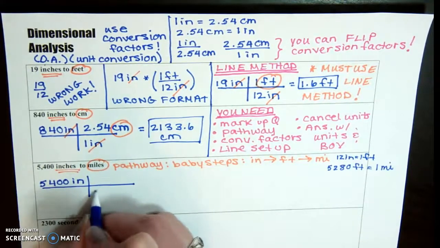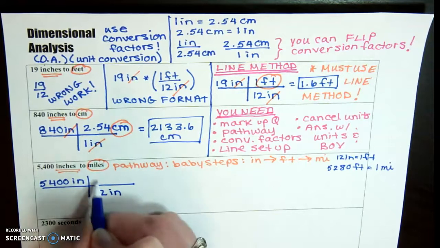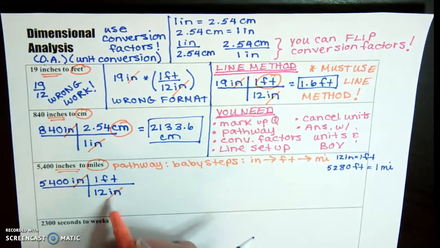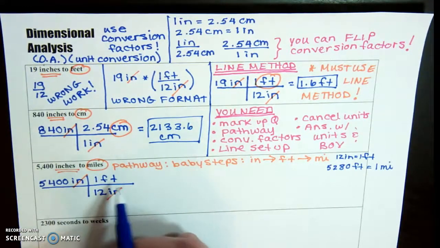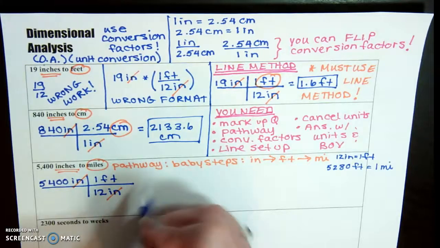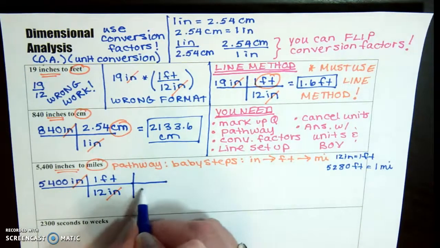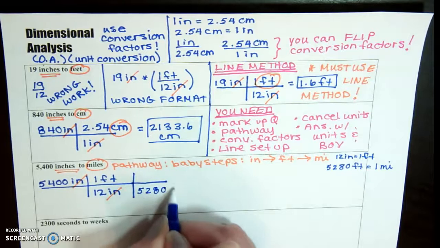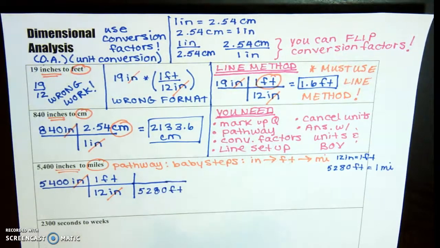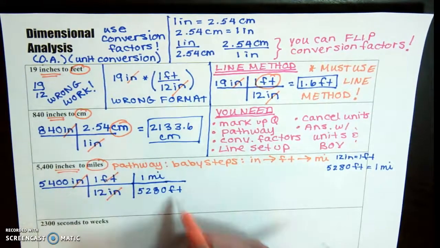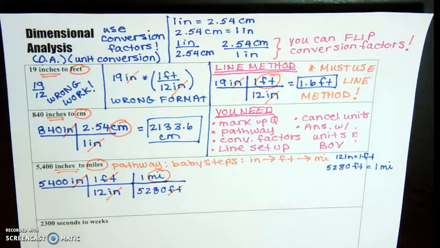I want inches on the bottom, so 12 inches goes on the bottom. 1 foot goes on the top. If I stopped now, my inches would cancel, but I'd only be at feet. So in order to keep going, I'm just going to do another vertical bar, which is another multiplication symbol, and I'm going to put my next fraction on the right. Now I want feet to cancel, so I'm going to put 5,280 feet on the bottom. I'm going to put 1 mile on the top. My feet will cancel. I'll be left with miles.